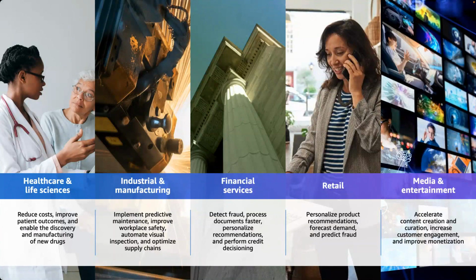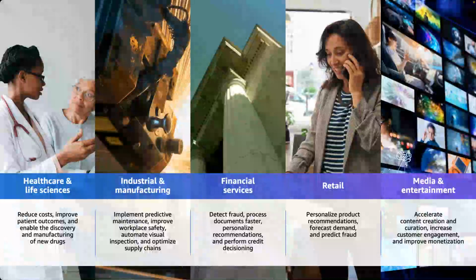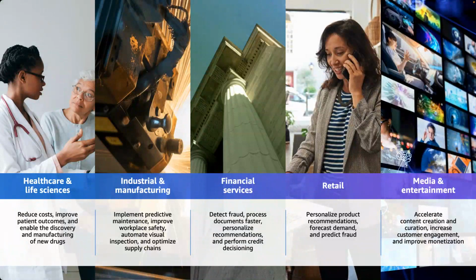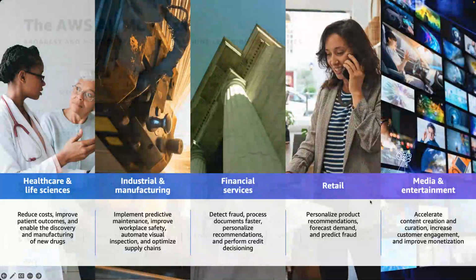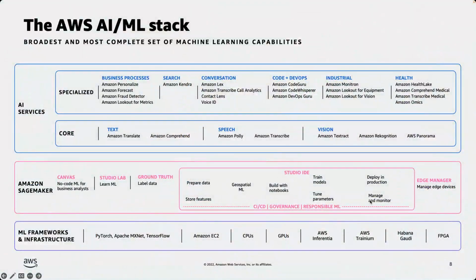A very usual use case would be to detect fraud. There are some solutions out there already using AI and machine learning, even in the AWS marketplace, and you can even build your own if you need to. Then we have retail, where you can personalize product recommendations, as Amazon has been doing. Forecast demand, and predict fraud as well, which is important in this type of use case. And in media and entertainment, we can accelerate content creation and curation, increase customer engagement, and improve the money we are getting out of this technology. If there are any questions, feel free.